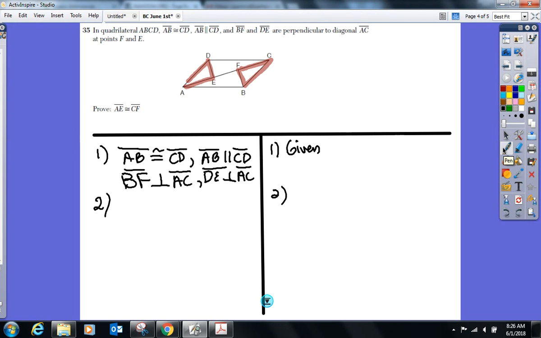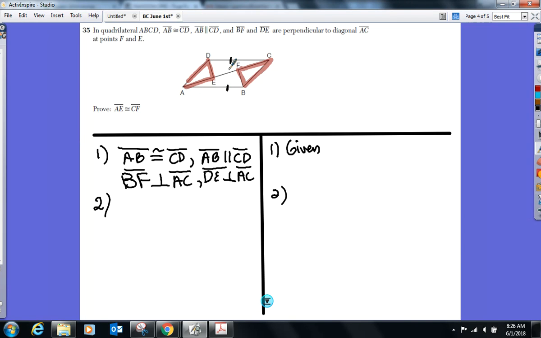What type of figure is ABCD? Quadrilateral. No properties. It's a quadrilateral. It's got 4 sides. Angles add up to 360. That's all you can really use, which we're not going to use in a proof. AB congruent to CD. These are parallel as well. And I got some perpendicular lines going on as well.